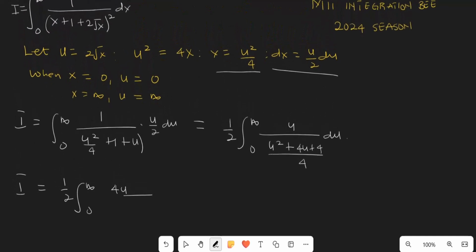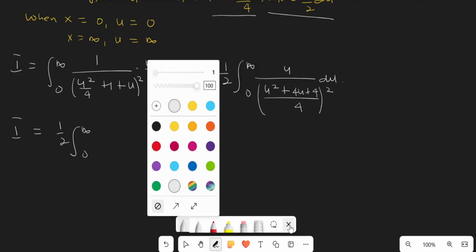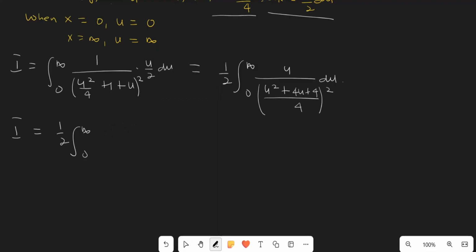Making a mistake here. This one is squared. I beg your pardon. This is squared, and the whole of this is squared. I'm sorry about that. So I can now clean this because we are making a mistake. So this 4 squared is now 16, which becomes a numerator, which is 16u at the numerator, divided by u squared plus 4u plus 4, all this one squared du.